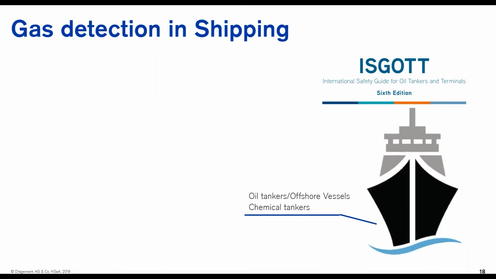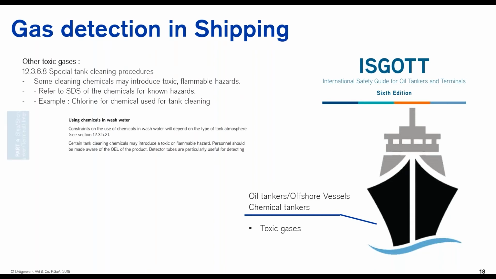So next we look into other vessels: oil tankers, offshore vessels, and chemical tankers. We look into toxic gas. Under ISGOTT chapter 12, there is a guideline regarding tank cleaning procedures. Tank cleaning chemicals themselves may introduce toxic gases. The workers who use these chemicals should be made aware of any applicable OEL, so they need to refer to the SDS of the chemicals being used for any known hazards.